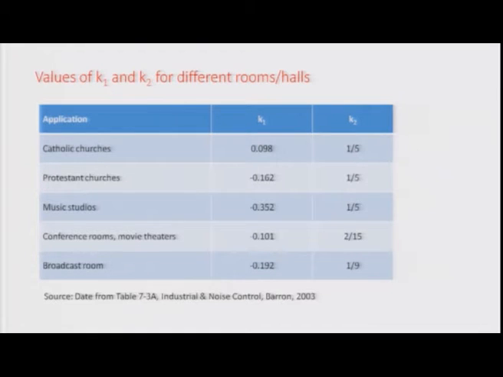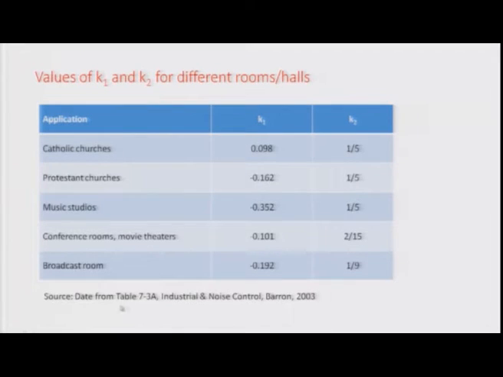It is a Western society, so they have different types of churches. For a Catholic church, because the internal shape and architecture of churches are different, K1 he said should be somewhere close to 0.098, and K2 should be 1 divided by 5. And for different types of churches, Protestant churches, it was a different number. And then for music studios, the number is minus 0.352 and 1 by 5. For conference rooms, it is a different thing, and so on and so forth.